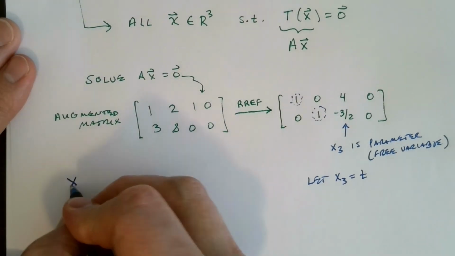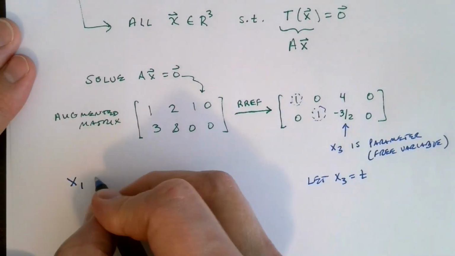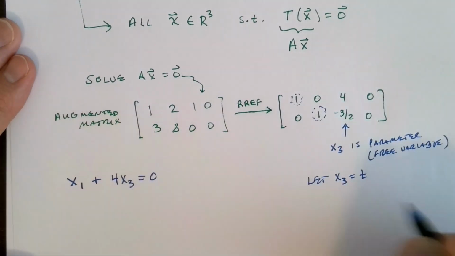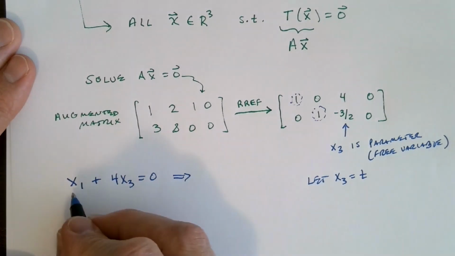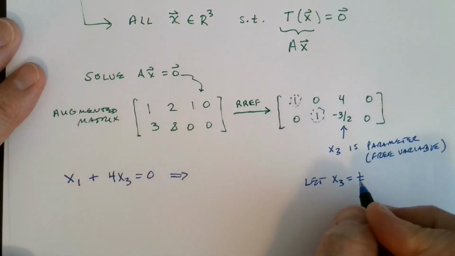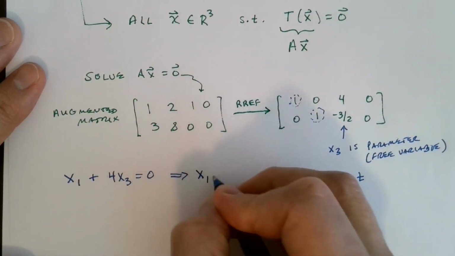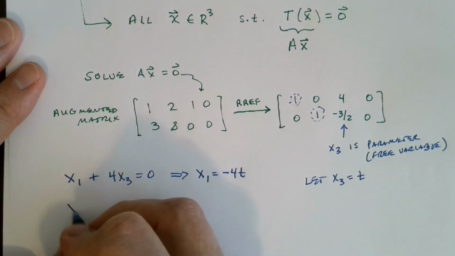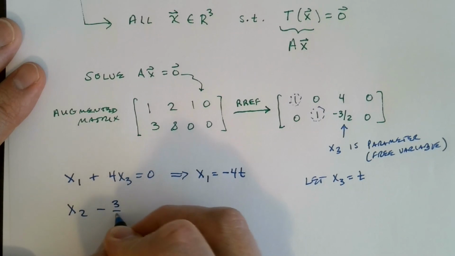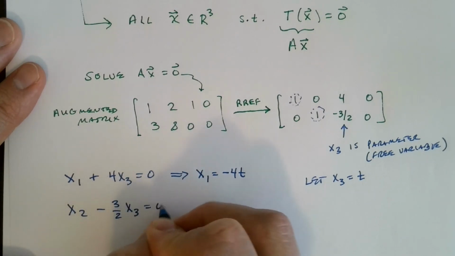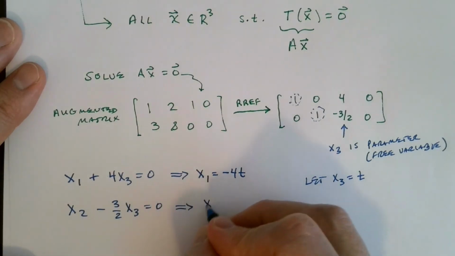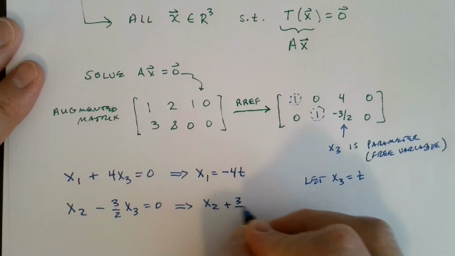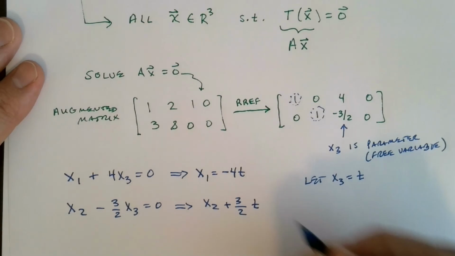So what does the first equation say? x1 plus 0x2 plus 4x3 equals 0. And so I can solve for my fixed variable x1 in terms of x3 or t. x1 is what? Subtracting negative 4t. The second equation says x2 minus 3 halves x3 equals 0. And I can solve for x2 by adding 3 halves x3, or t.